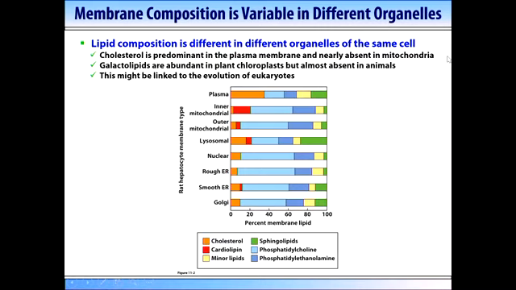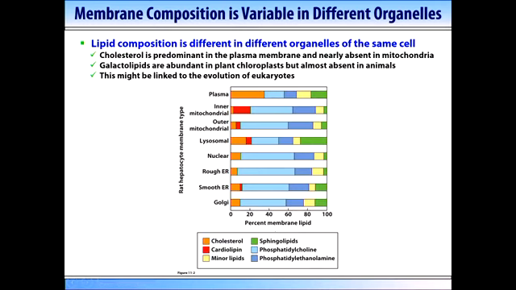I mentioned that the lipid composition of membranes in various organelles is different, and here's just some data on that. For example, the plasma membrane contains basically cholesterol, phosphatidylethanolamine, phosphatidylcholine, and some other lipids as well, right? But depending on which membrane in the cell we're talking about, this composition can differ one way or another.